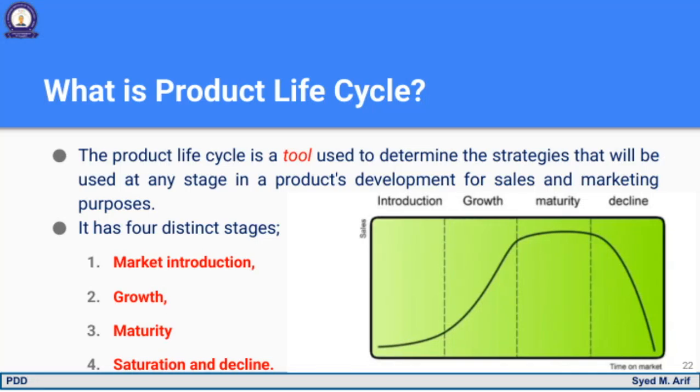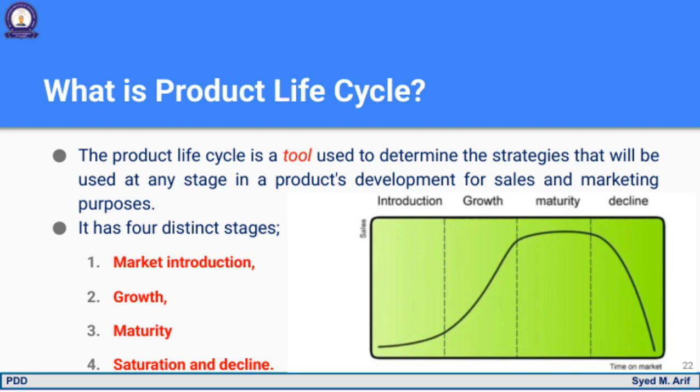So let's talk about the product lifecycle. It's a really useful tool that helps us determine the best strategies to use at each stage of a product's development, especially when it comes to sales and marketing. By understanding these stages, we can tailor our efforts to maximize growth and profitability. The product lifecycle has 4 distinct stages. First, there's the market introduction stage, where the product is launched, and we're working to create awareness and stimulate demand.